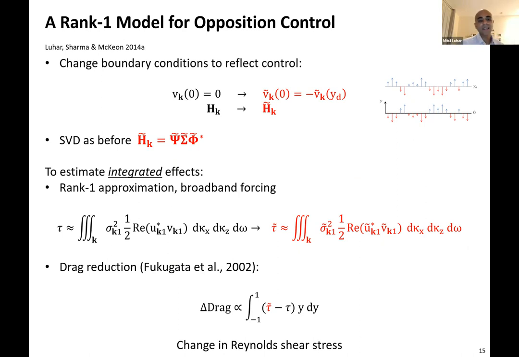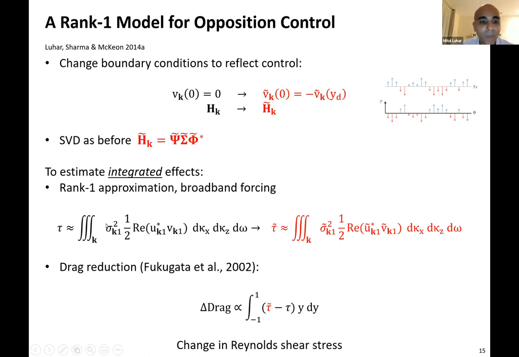So to estimate integrated effects, we expand the scope of our work a little bit more. Instead of looking at just the near wall mode, we essentially look at modes across spectral space, right? So we keep the rank one approximation, but what we assume is broadband forcing. We assume that there is some forcing along the first forcing mode that appears from our resolvent operator. And what this means is that at every wave number frequency combination, our velocity response has amplitude sigma and has the mode structure that emerges naturally from the resolvent, right?